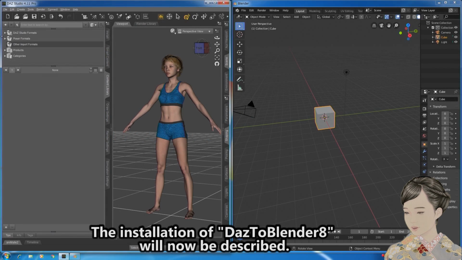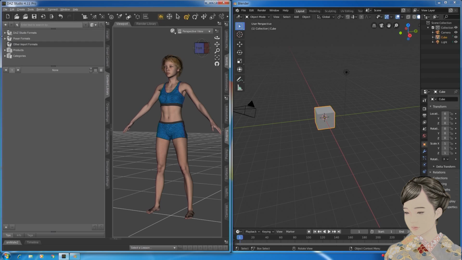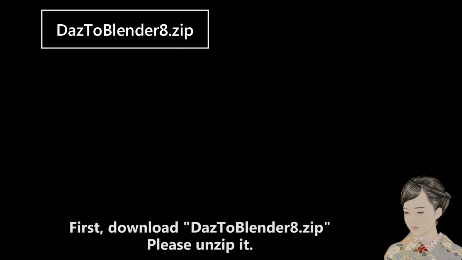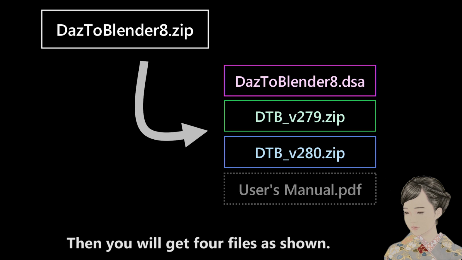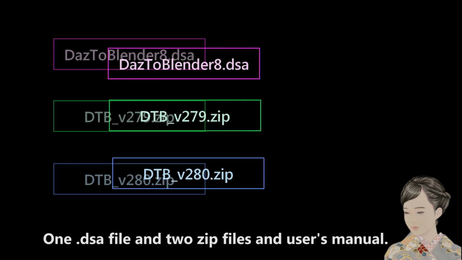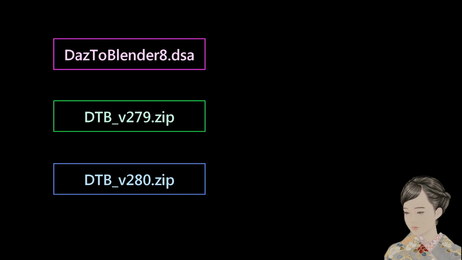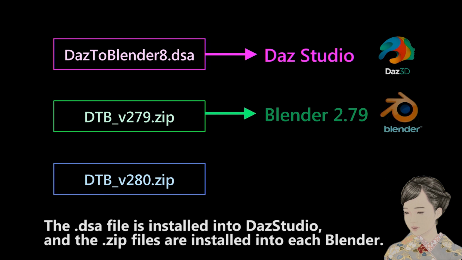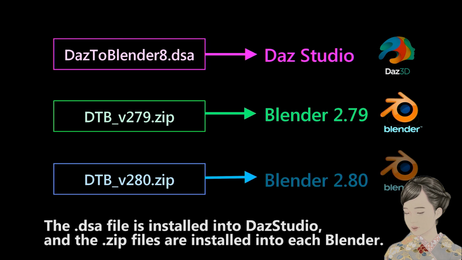The installation of DazToBlender8 will now be described. I will explain instead of the ugly man. First, download DazToBlender8.zip. Please unzip it. Then you will get 4 files as shown: 1 .dza file, 2 .zip files and a user's manual. The .dza file is installed into DazStudio, and the .zip files are installed into each Blender.